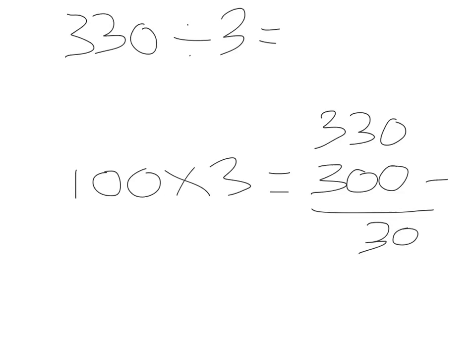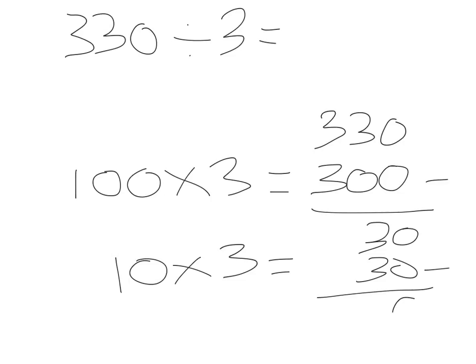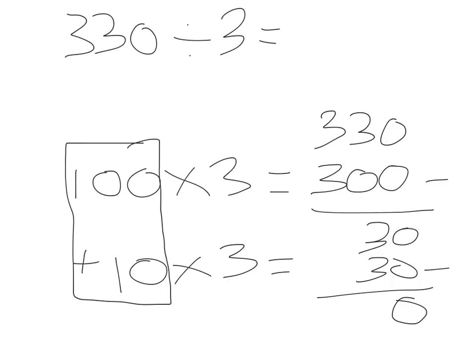Now I know that 10 times 3 equals 30. I take that away, and that leaves me with 0. So I'm at the end of my calculation. Again, I look at what I have multiplied 3 by, and I add them together. 100 plus 10 equals 110. So 330 divided by 3 equals 110.